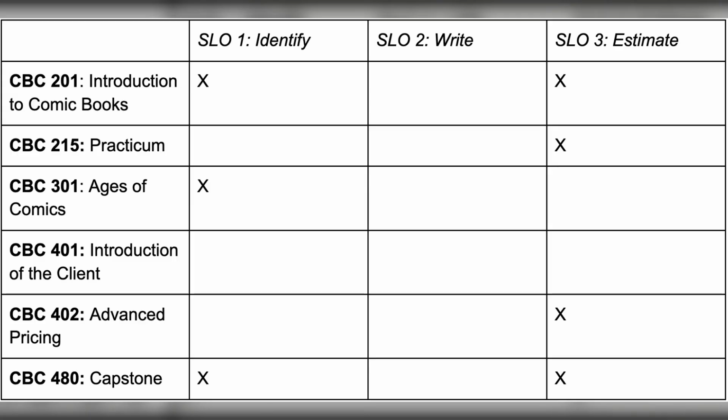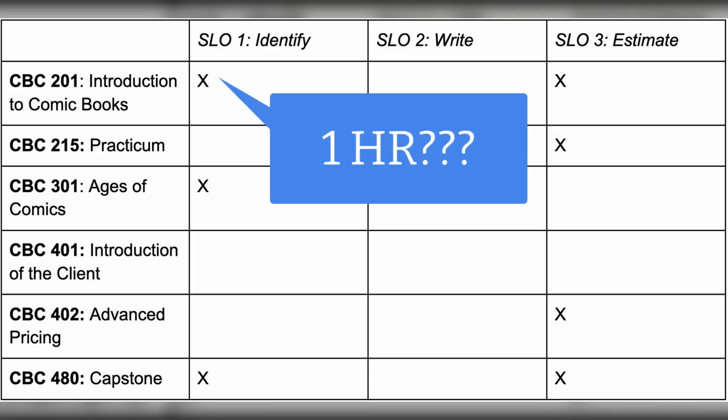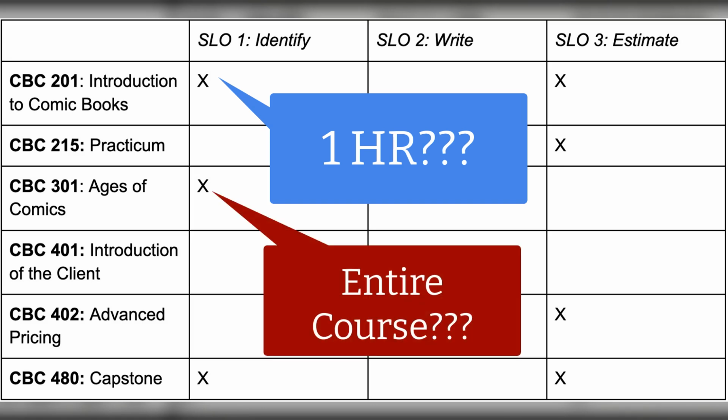Now let's level up. Some of you might be thinking, what does that X actually mean? Maybe in CBC 201, it's just a 1-hour lecture. But in CBC 301, the whole course revolves around that SLO. They both get an X. That doesn't seem quite right. That's why I'm not a big fan of X marks the spot. It hides important details. A better approach is using intensity mapping.